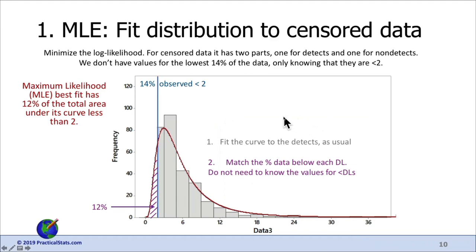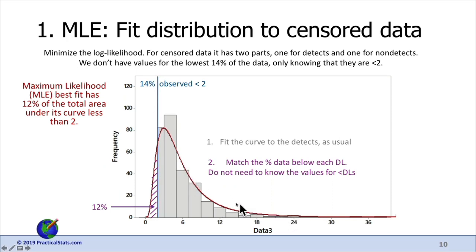Now with censored data, we have the left side of this set of histograms gone because they're below a detection limit. So we don't know how to put the bars in here. What we do know is the proportion of data that are less than, in this case, just one detection limit, although everything I'm going to say applies for multiple detection limits as well. Just to illustrate, there's 14% of the data below 2 in this data set. So we've got 14% of the observations to the left of this vertical blue line.